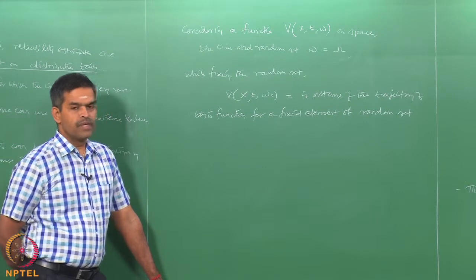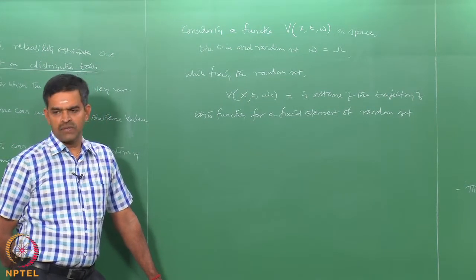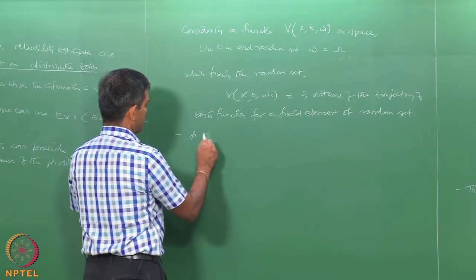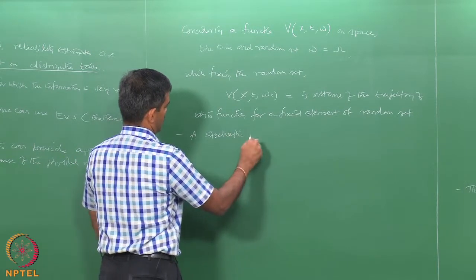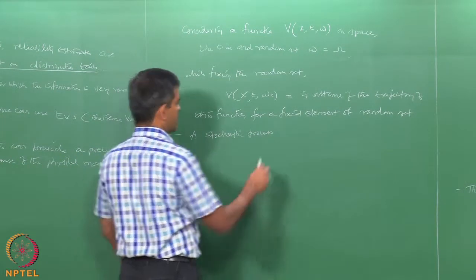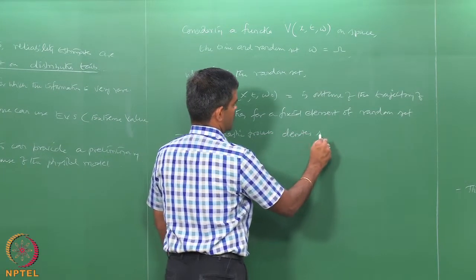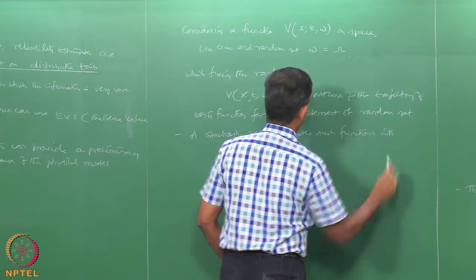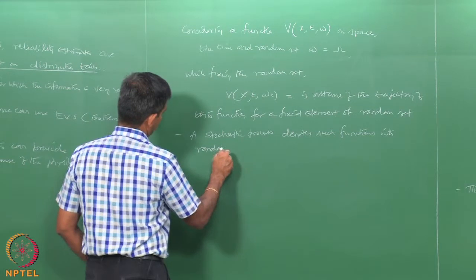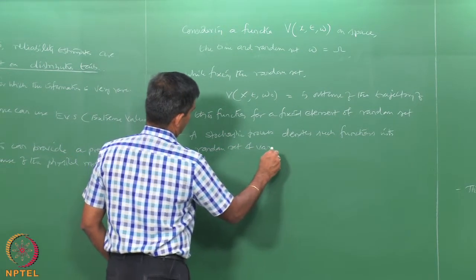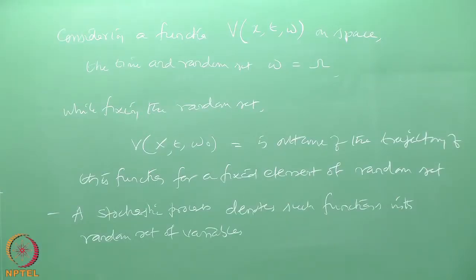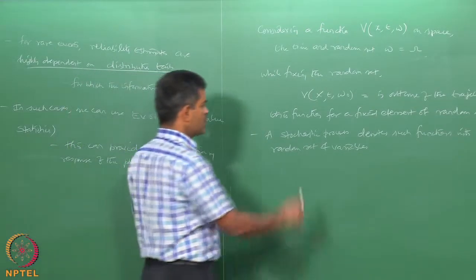So, therefore, in such situations a stochastic process, which is also a random process, denotes such a function with random set of variables. Okay. That is why under the given complexities of rare events, reliability analysis generally tends to become accurate when you use a stochastic process.